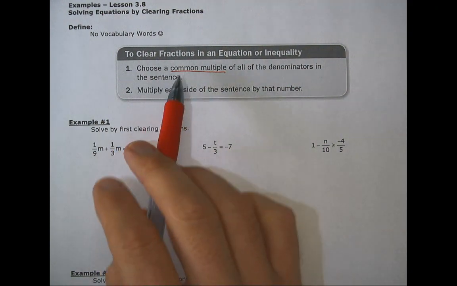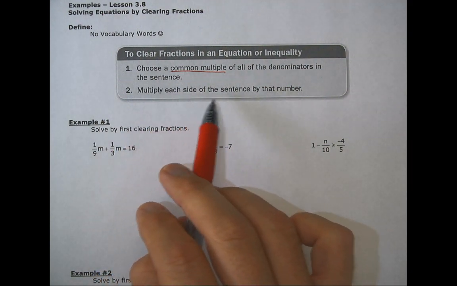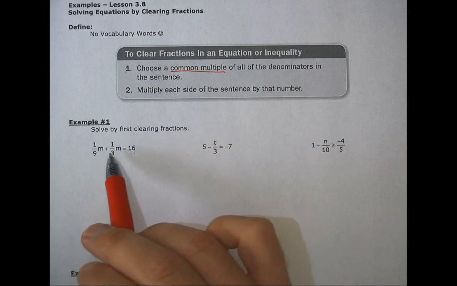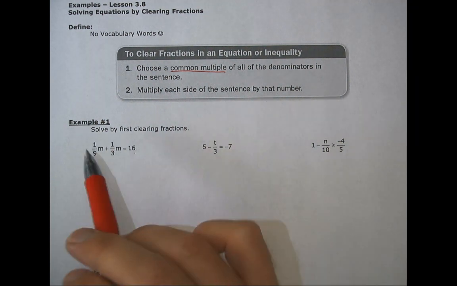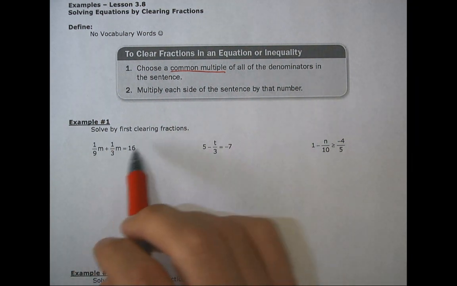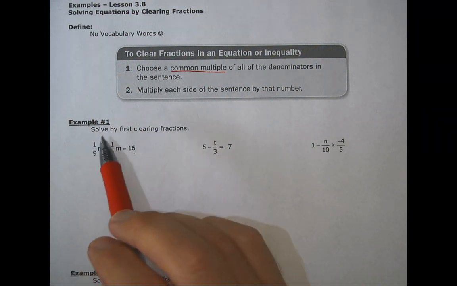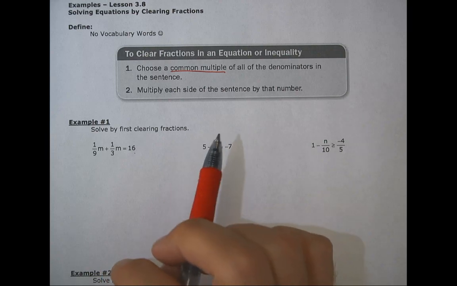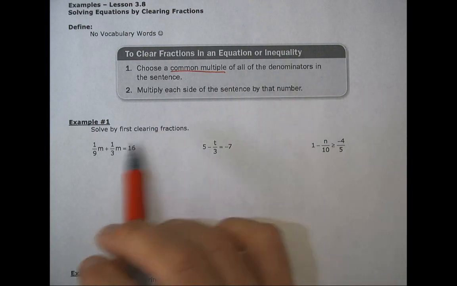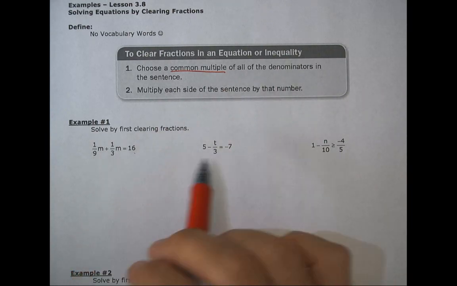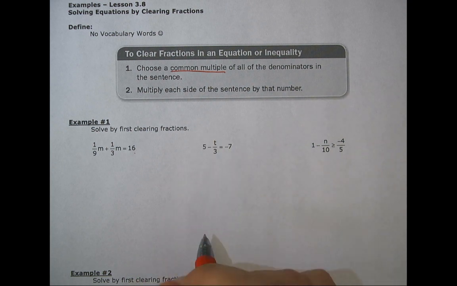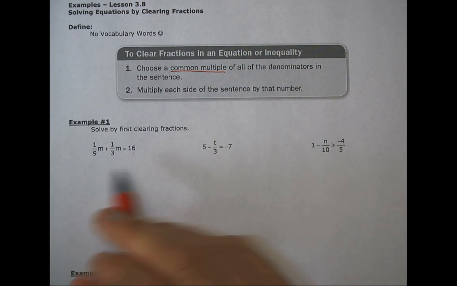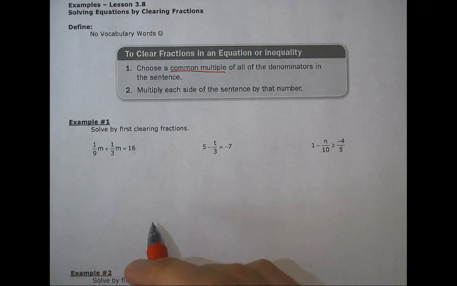Then once you choose your common multiple, you're going to multiply each side of the equation or the inequality by that number. So basically every single term on both sides of the equation is going to get multiplied by that common multiple, by the number that every single denominator can fit into evenly. And that is going to clear these fractions out, and I'll show you how that works.